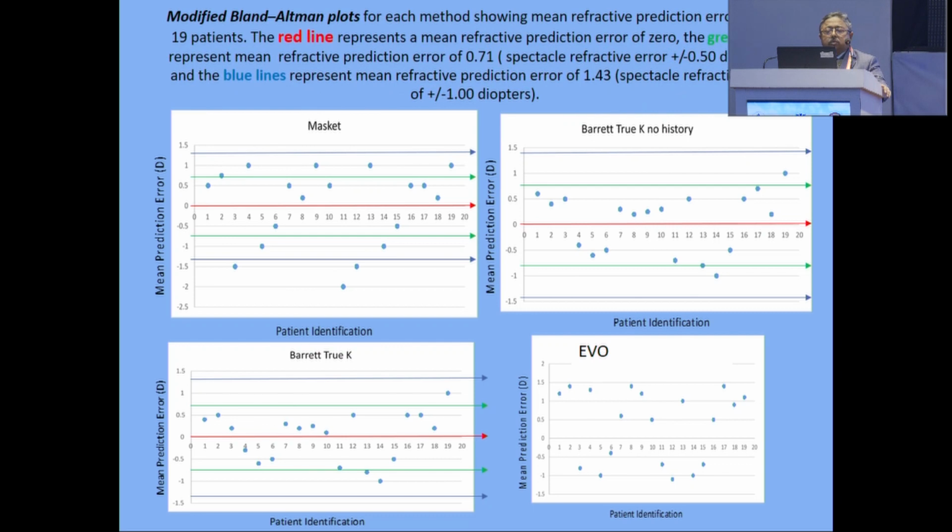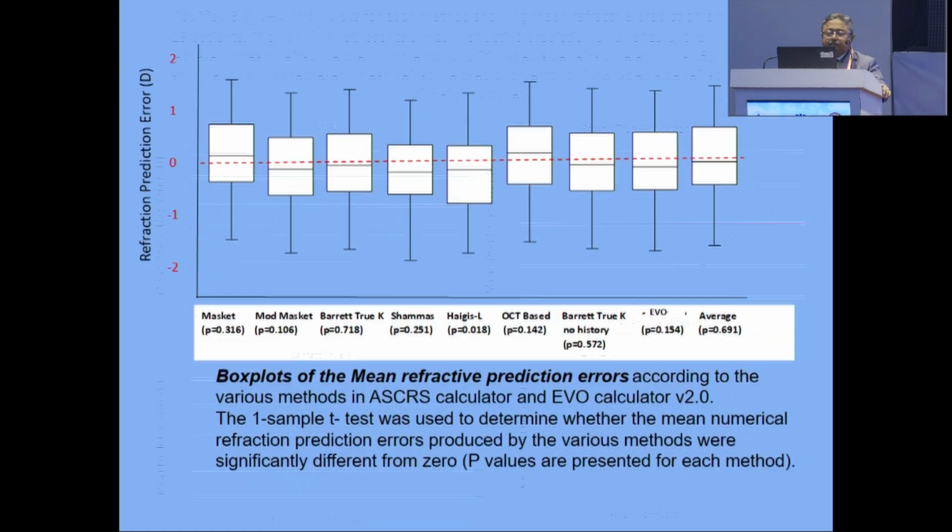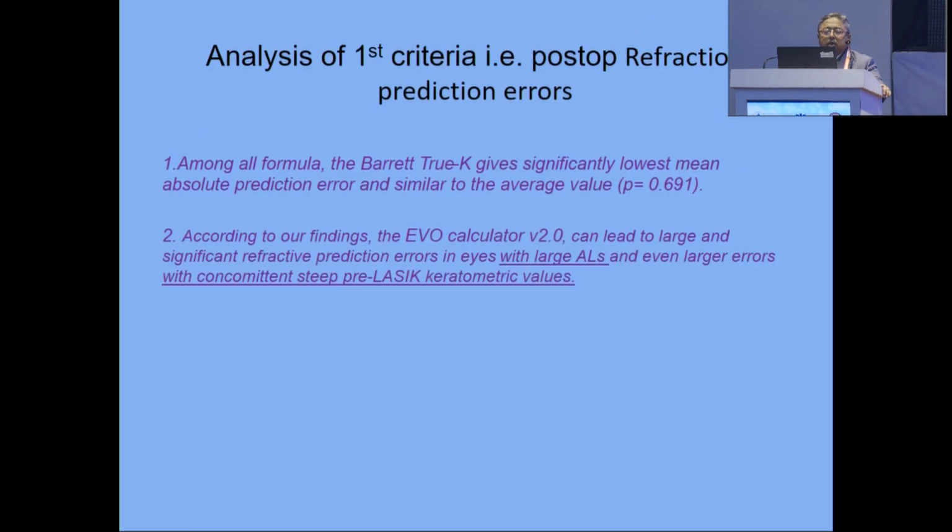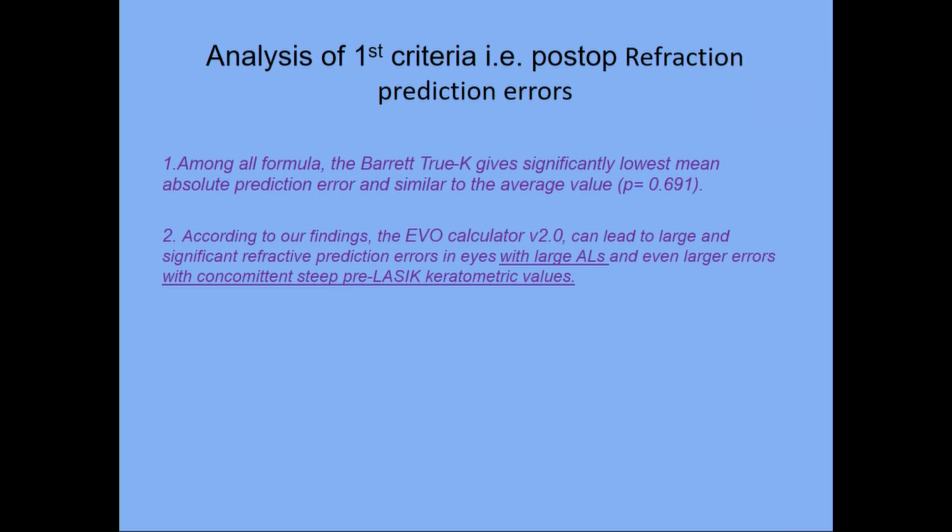It is the same thing. It is a modified Bland-Altman plot. The readings are very close to the red line, which shows a better result. So here again, Barrett True K and Barrett True K no history are better than the EVO formula. The same thing is shown in the box plot graph. I'm not going into detail. After analysis of the first criterion, the post-refractive prediction error, among all formulas, Barrett True K gives a significantly low mean absolute prediction error, similar to the average value.